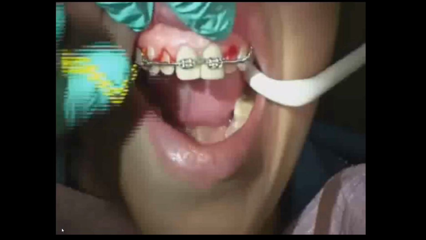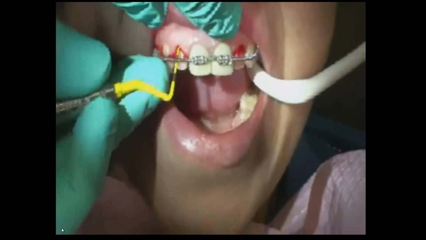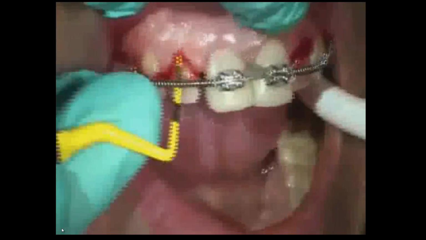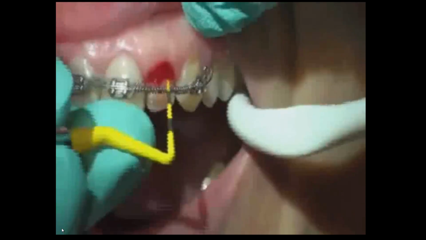Now I measure my bone level from the free gingival margin. You can see I have less than 3 millimeters of bone, and you see I've been probing from the line angle to the line angle. And I do the same on the opposite side.